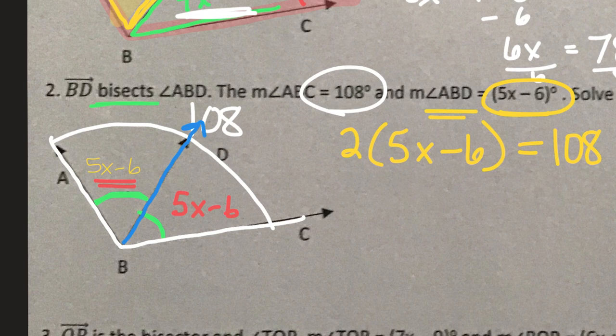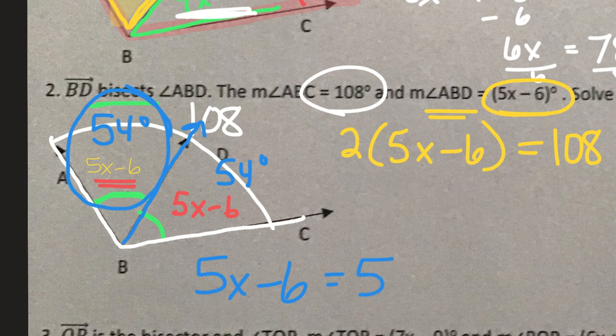angle measures are 54 degrees. Because it got cut in half, right? And half of 108 is 54. So that means we can make an equation with just this much. 5x minus 6 equals 54.